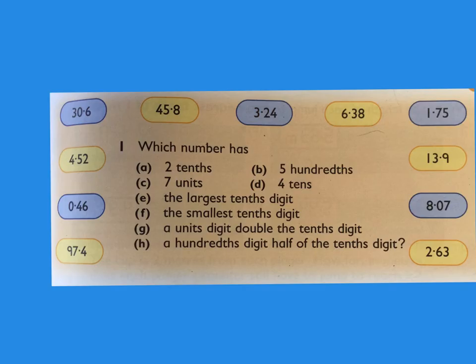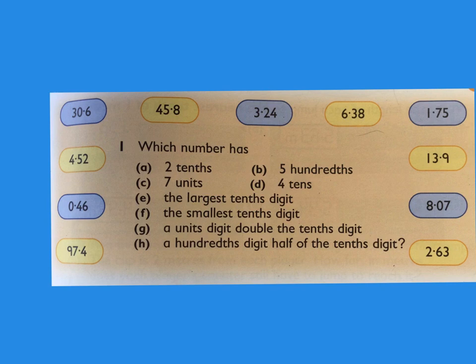Okay, so in this slide we're going to really focus on finding out the value of each digit within decimal numbers, okay? So I'm going to complete a few examples for you, and then I want you to try some of these tasks on your own. So if I read through some of them, the first blue number there to the left is 30.6, so I know this number has 3 tens, 0 units and 6 tenths, okay?